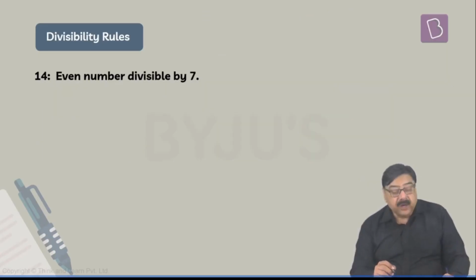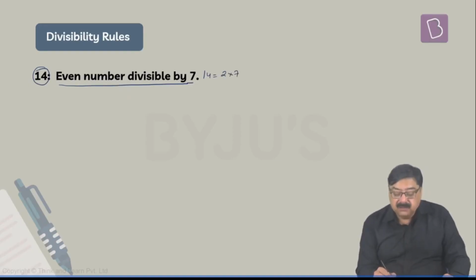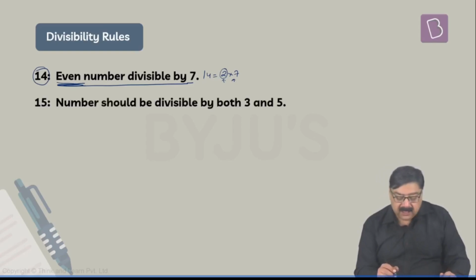Now, number 14. What is the divisibility rule for 14? Even number divisible by 7, or you know that 14 is written as 2 into 7. So any number which is divisible by both 2 and 7. Now any number divisible by 2 will be an even number. So you can say even multiples of 7 will be divisible by 14.